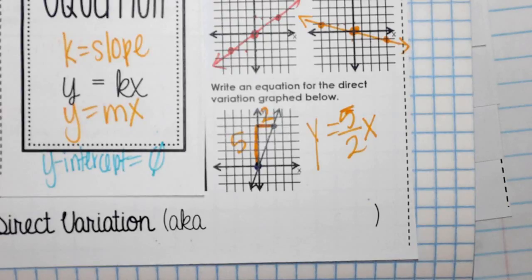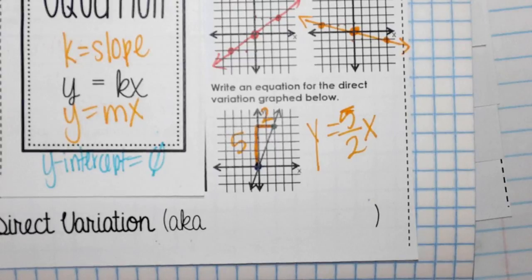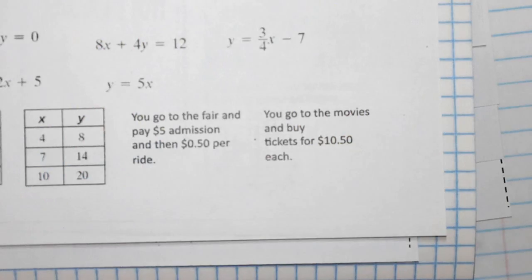Alright, so what we're going to do for the next 12 minutes is I'm going to give you a strip, and you're going to have to figure out between the graph, the table, the equations, and a word problem whether they are direct variations or not. Get excited.